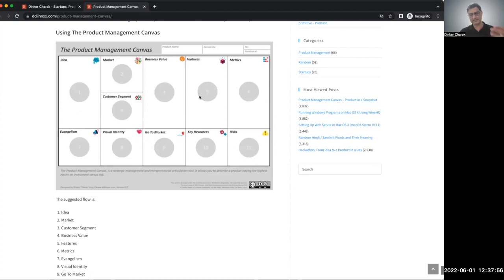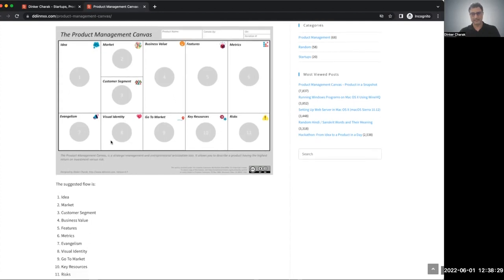that differentiate this, that define this, or that are, so as to say, bread and butter features, they have to be there for this product to operate in the market, that it has to solve the problems for the customer segment. Important part, metrics. I'll talk a little more about metrics. We talk a lot about success metrics, but one of the things I like to talk about are failure metrics, and what those are, we'll come to that. The evangelism, visual identity, the go-to-market collaterals, key resources, risks.